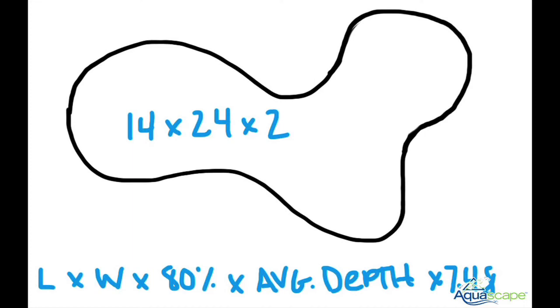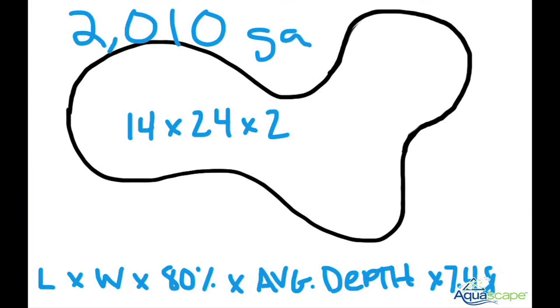When we plug in the numbers to the equation, we come up with about 2,010 gallons of water for this water feature. Remember that we multiplied by the average depth, which would be 1 in this case, not the 2. Now that we can figure out the number of gallons in a pond, move on to the next section.